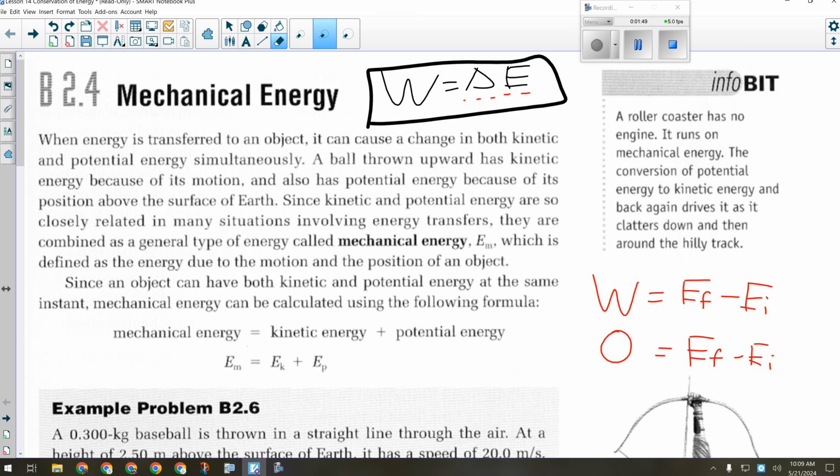If I was to manipulate this equation for EF, what would I do with EI? I would add it to the other side. So if I add EI over here, I have EI plus 0 equals EF. Well, that means EI equals EF mathematically. So in any situation where no work is done, energy is conserved. I want to follow my wording on that. Conserve means to keep it the same. All of it is accounted for.